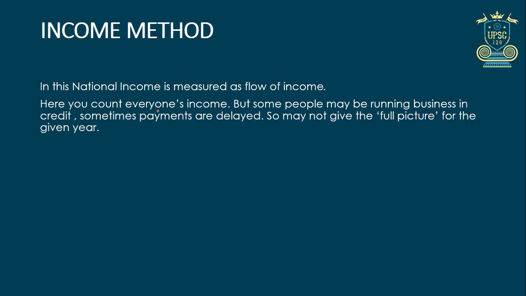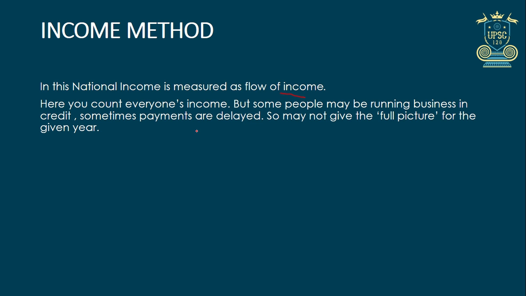Let's see the income method. In this method, national income is measured as a flow of income. Here you count everyone's income, but some people may be running business on credit, so sometimes the payment may be delayed, so it may not give the full picture of the given year. However, this method emphasizes calculating the income of every person.